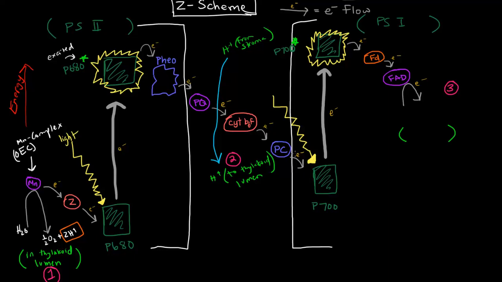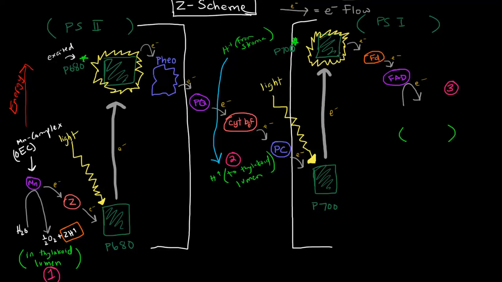So now once we get to this P700, again, this P700 is very much like this P680 in that it does not want to give up its electrons. So in order to cause that to happen, you have to have light energy come in, right? And of course this is P700 because the wavelength of light that this reaction center responds to is 700 nanometers. So then we have this excited P700.